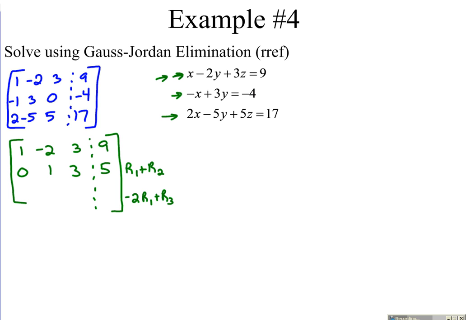When we do that, we get 0. We get 4 minus 5, which is -1. -6 plus 5, which is -1. -18 plus 17, which is -1. So we're done with column 1. We have a 1 in row 1, column 1, zeros in the rest of the column. Next step.